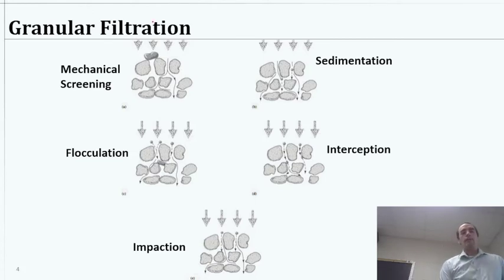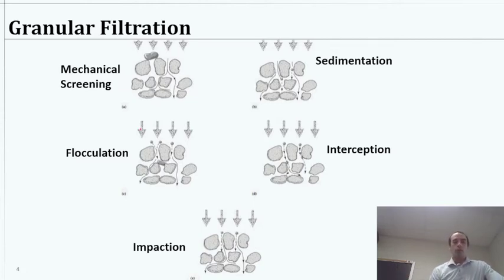So we have maybe a little mechanical screening. Like I said, it's a particle, and it just doesn't fit. Sure. But if that happened to everything, it would clog up real fast, and we'd have to clean the filter much quicker than designed, because just water won't flow through it because all the pores are clogged.